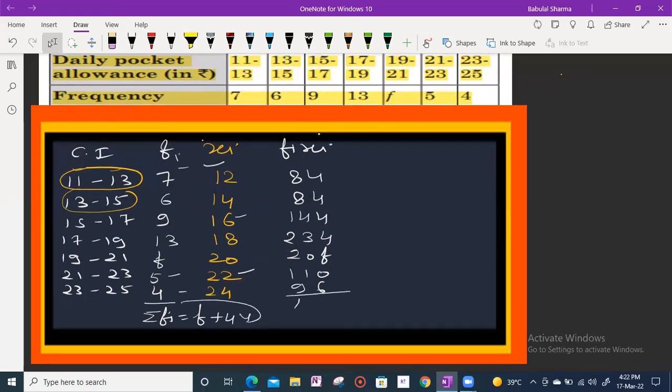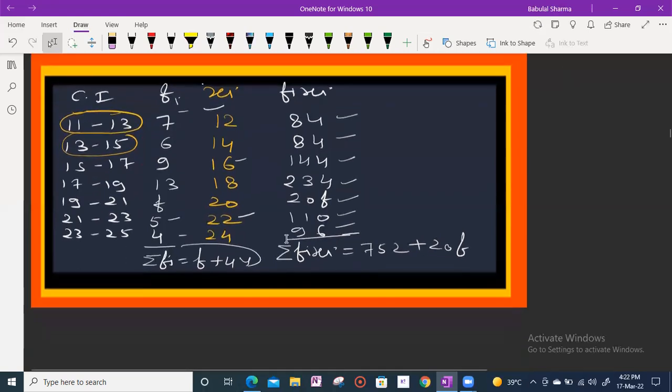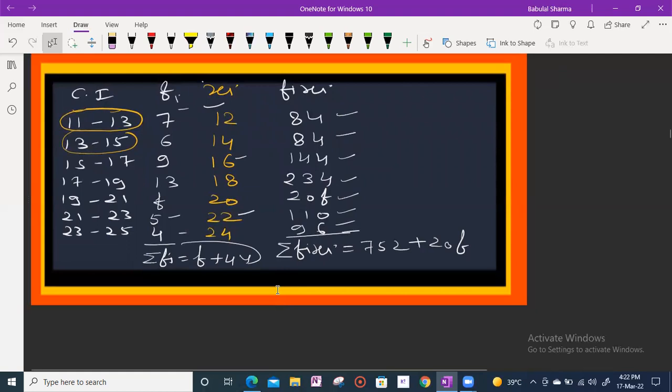And the sum of all fi into xi, you put the sign, that is the sign of summation. So add 84, 84, 144, 220, 234, 110, and 96. Please add 84 plus 84 plus 144 plus 220, 234 plus 110 and 96, that is 752, and plus 20f. Add these very carefully, add them twice. If this goes wrong, it means our whole question will go wrong.